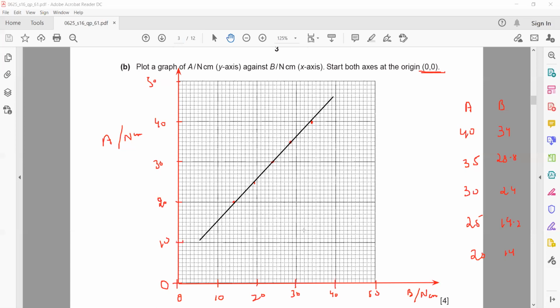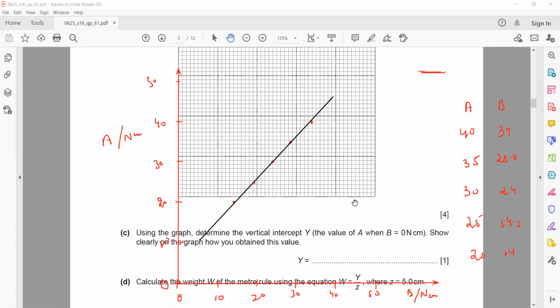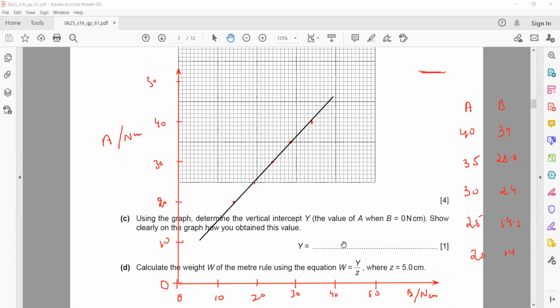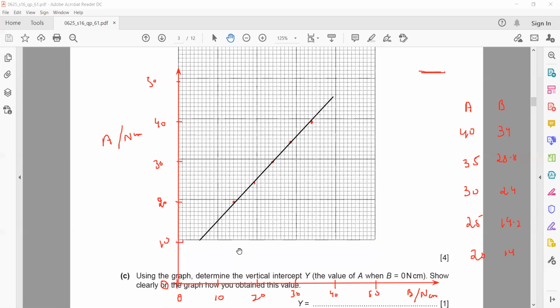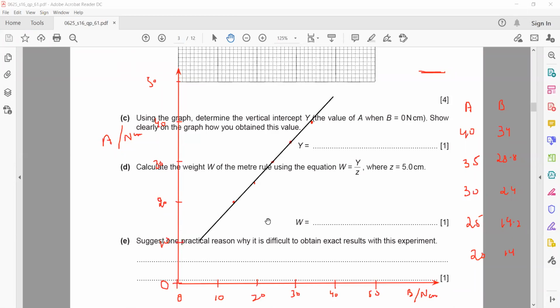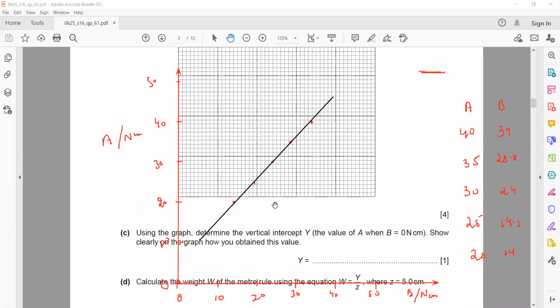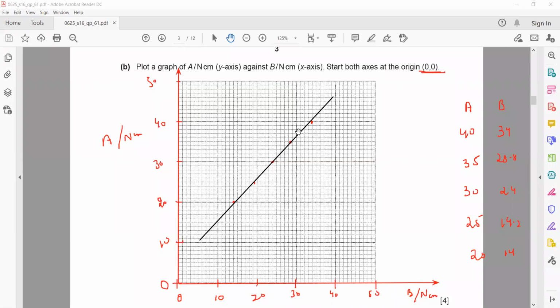Joining the points, that is our best fit straight line. Is it clear, the graph? Then, is it clear to everyone, the graph? This graph, they give very simple values, so it was really easy to plot this. You have to join the points. It is not necessary that the line which is joining the points should start from origin.